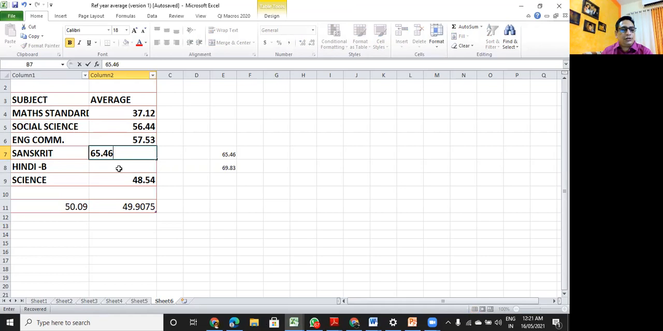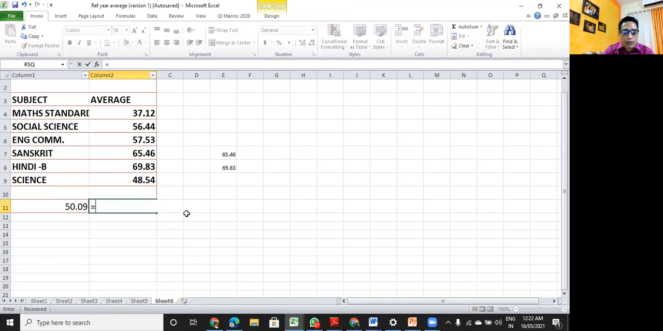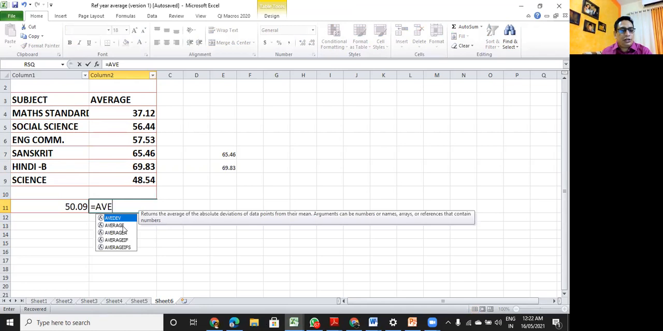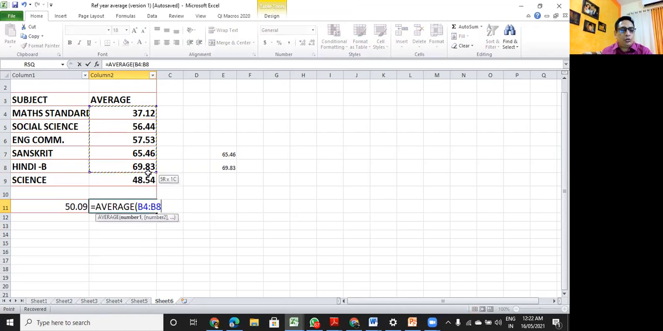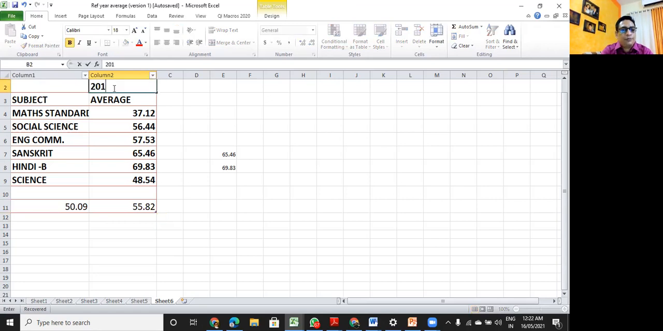65.46 was the Sanskrit score and 69.83 was their Hindi B score. So the average of the school, if you see, by simple calculation in Excel, when we type average, we get the average, we drag it down, close the brackets, hit enter. So the school's average with this particular calculation, maths, social science, that was the year of English communicative. So this is the data of 2019.